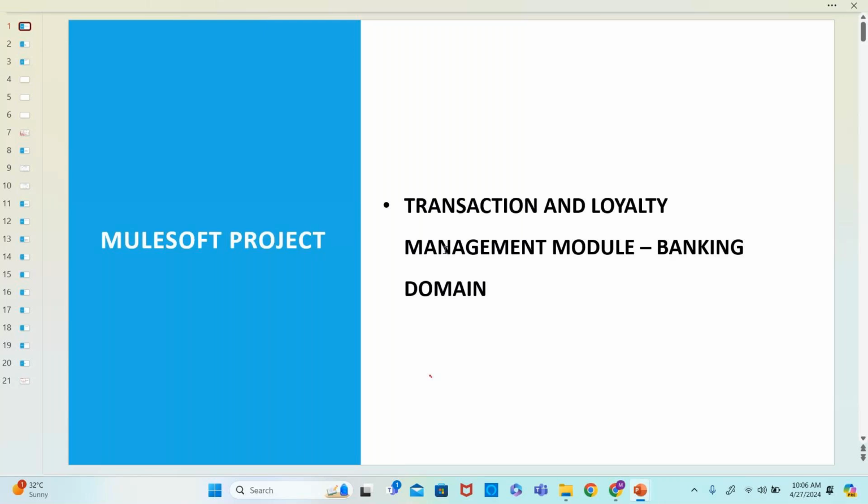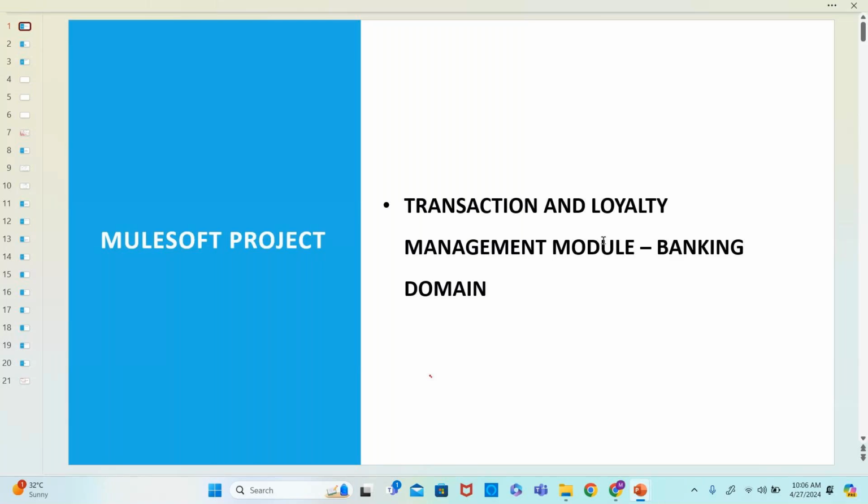Today we'll be discussing what the transaction and loyalty management module MuleSoft project is, and how to do that. I have seen most people learn the MuleSoft courses and still not be able to crack the interviews. If you have a clear understanding of a project and hands-on experience with it, then only will you understand the total essence of MuleSoft and be able to express your answers in an interview in a confident manner.